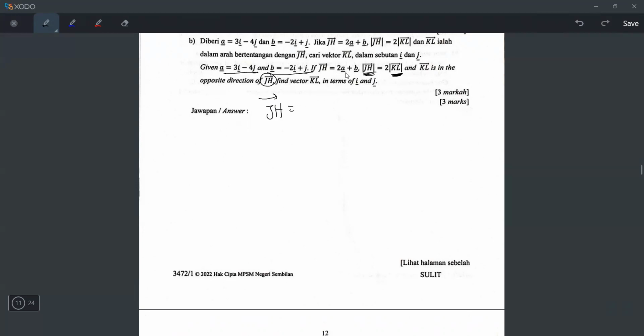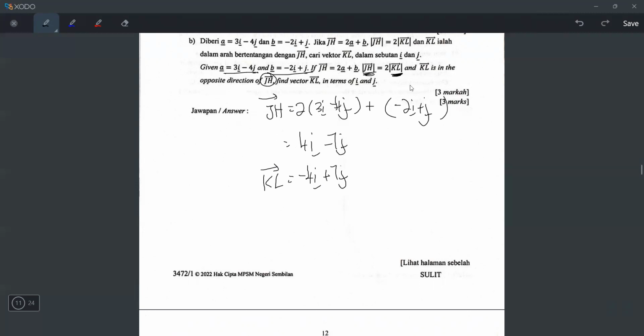How to get my JH? They say it's 2a plus b. I don't want it in terms of a and b. I want it in terms of i and j. So I can replace a with 3i minus 4j, and then b with negative 2i plus j. So now I will end up with 6i minus 2i, which is 4i, negative 8j plus 1, which is negative 7j. But this is vector JH. I want vector KL. So vector KL would be what? Opposite direction, right? So change the sign. 4i becomes negative 4i, minus 7 becomes plus 7j.